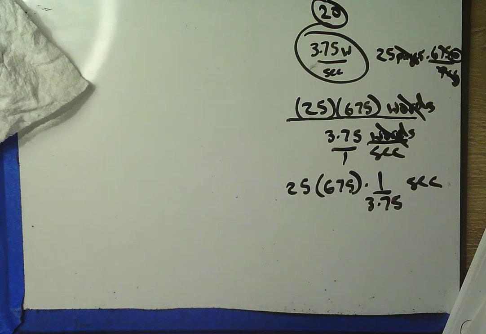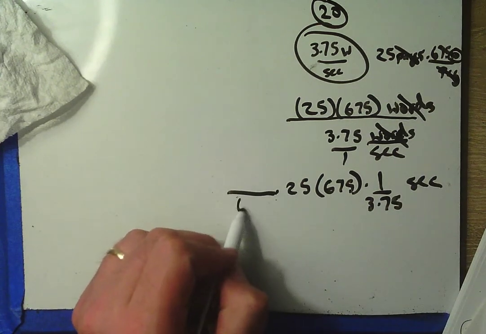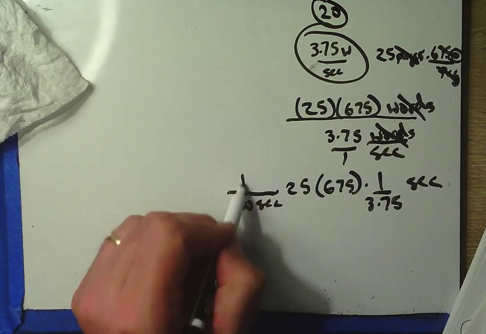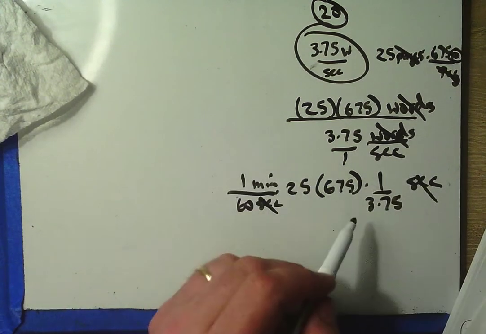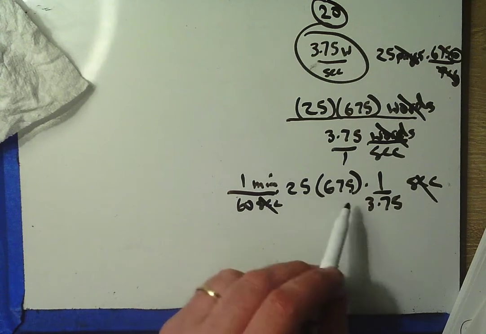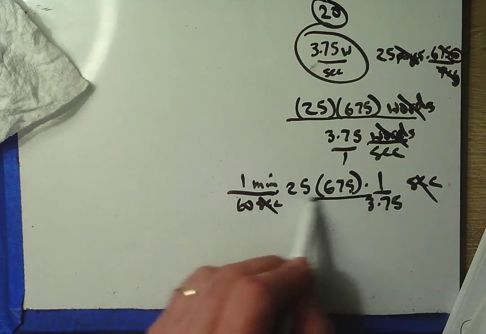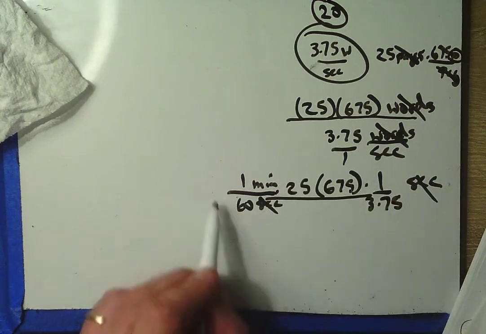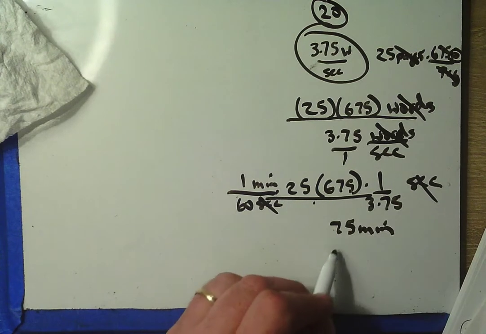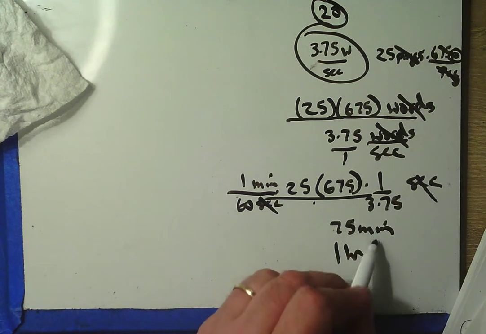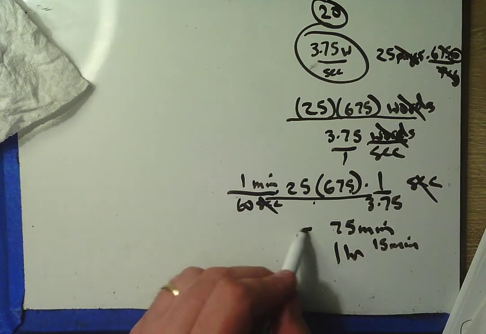Well, let's see now. If this is a number of seconds and I want to go to minutes, I know that there are 60 seconds in 1 minute. So these will cancel and I'll be left with a number of minutes. When I multiply on top and multiply on the bottom and I divide this total by this total, I end up with 75 minutes, which is 1 hour, 60 minutes, and 15 minutes left over. So that would be choice F.